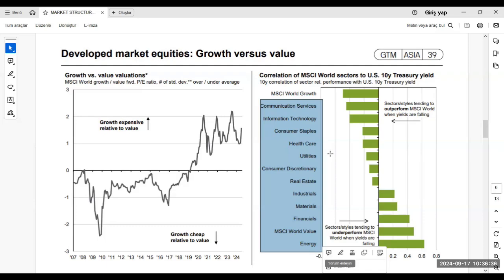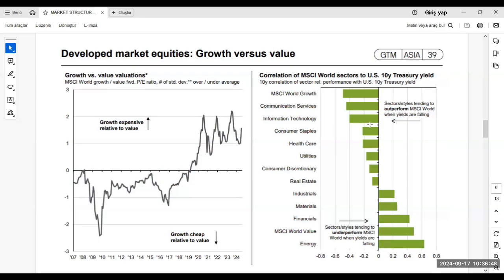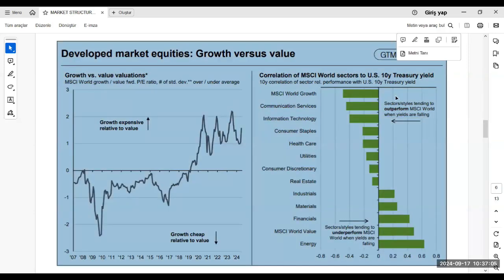Okay, as you see here, we have communication, information, consumer staple, healthcare, utilities, consumer discretionary, real estate, industrial, materials, financials, value index, and energy. As you see, some sector styles tend to outperform MSCI World when the yields are falling, and other sector styles tend to underperform when the yields are falling. So please look at this picture and try to make an estimation about your next investment.